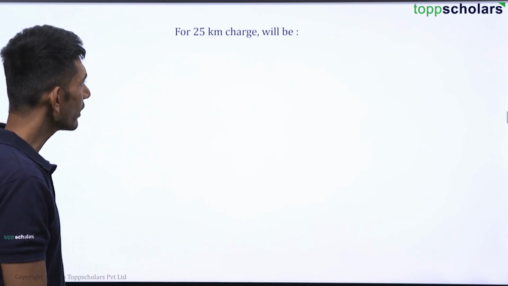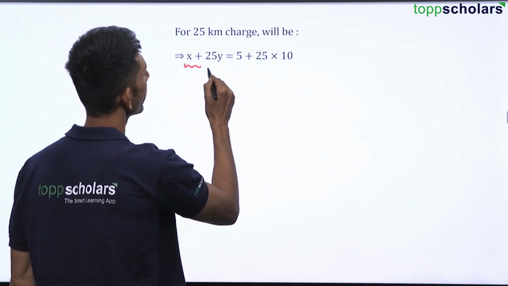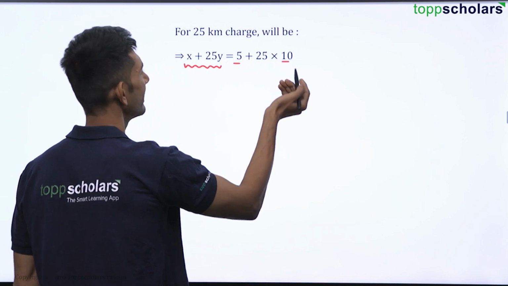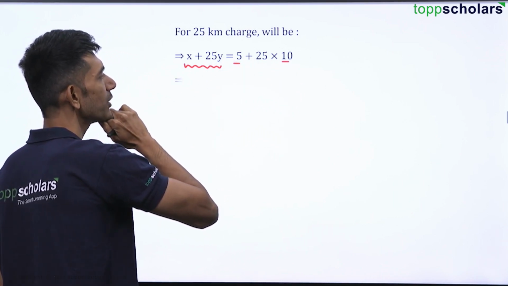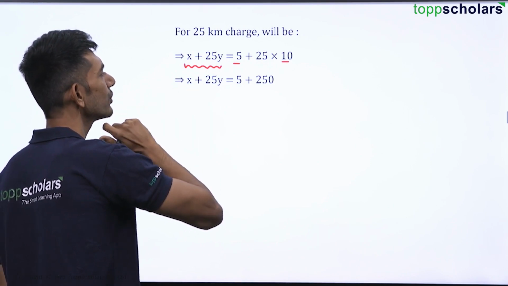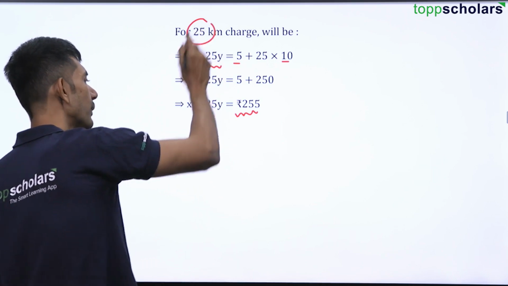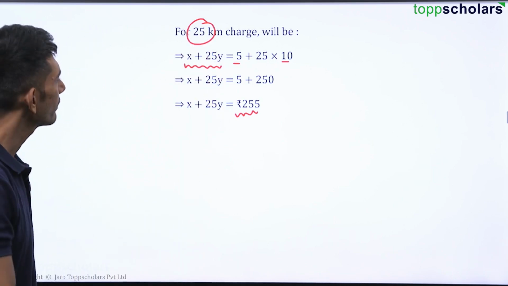So for 25 kilometers, it will be X plus 25Y. X is what? 5. Y is what? 10. Put it there. So 5 plus 25 into 10, that is 5 plus 250, and that gives you 255 rupees. So for covering a distance of 25 kilometers, you are supposed to pay 255 rupees.